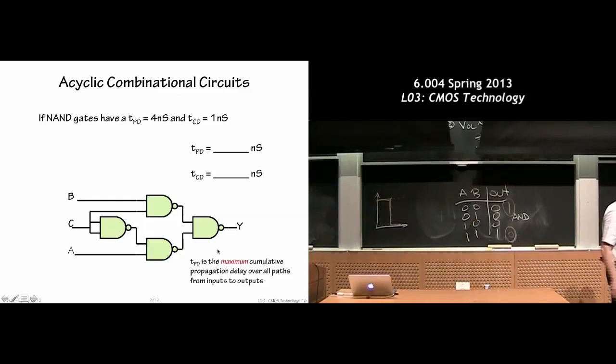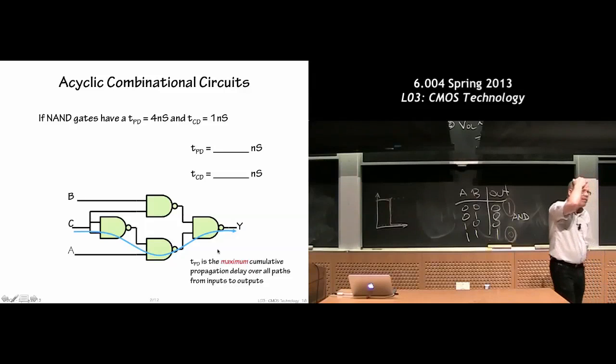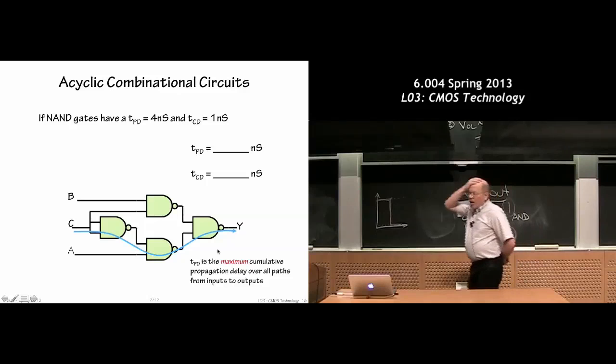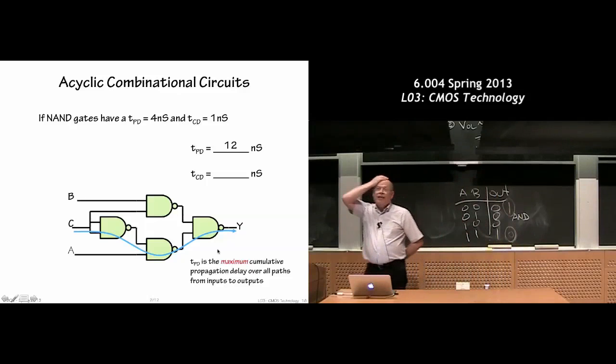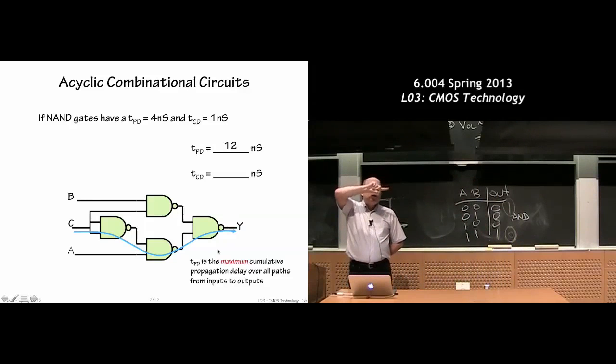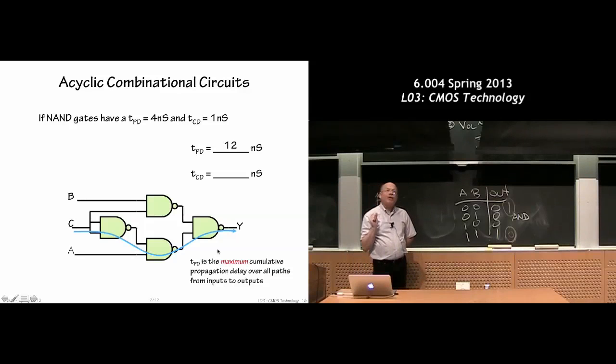Yes? 12. And what you did is you looked for the longest path through the circuit and you added up the TPDs along that path. You look at all possible paths between input and output, you sum the TPDs along those paths, and you pick the largest number you find.